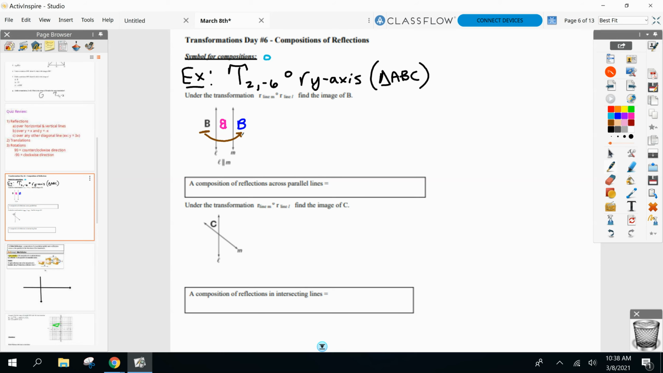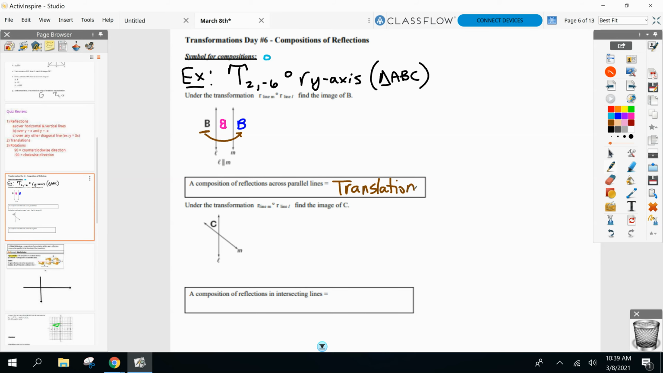Anybody? Translate it. Okay, translation. I could have just done a translation. All right? And that is the case every single time. What type of lines were L and M? If I ever ask you to reflect over two parallel lines, it's the exact same thing as doing a translation.